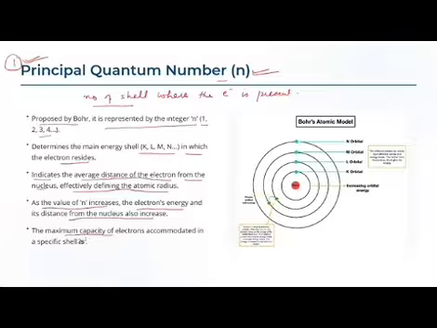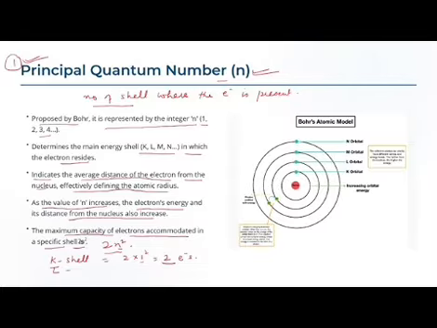Now the maximum capacity of electrons accommodated in a specific shell will be 2n square. For example, you have the first shell, that is K shell. How many electrons can it accommodate? 2 into 1 square. The K shell is the first shell, so the value of n here is 1. So it becomes 2 into 1 square, that becomes 2. It means the first shell can accommodate a maximum of 2 electrons.